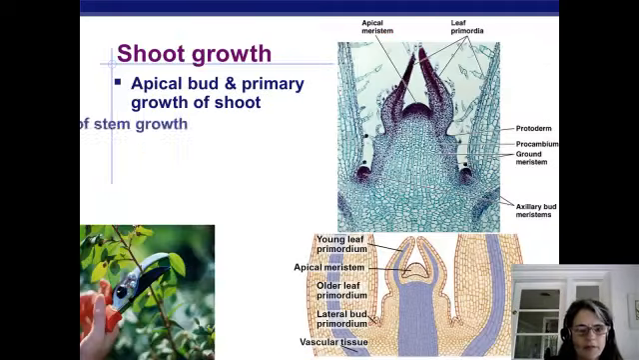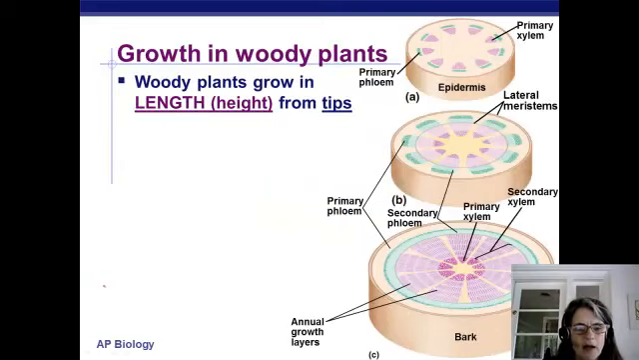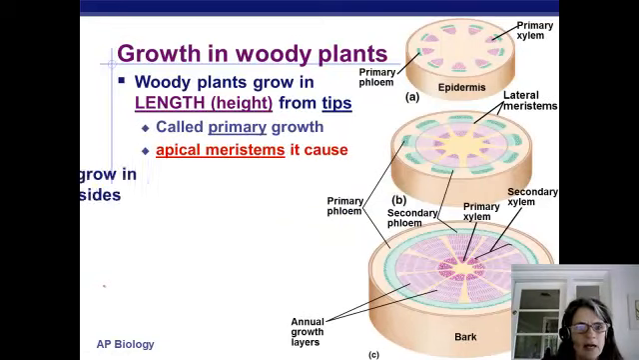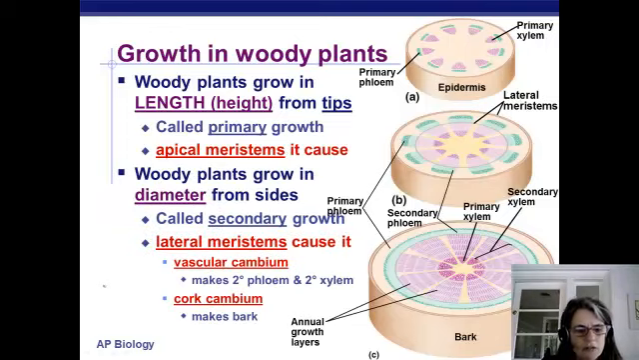Shoot growth, we don't really need to, if you know about roots growing, you know enough. All right. We've already talked about all of this. Now, there are two types of lateral meristem that would encircle a tree trunk. One is called vascular cambium.